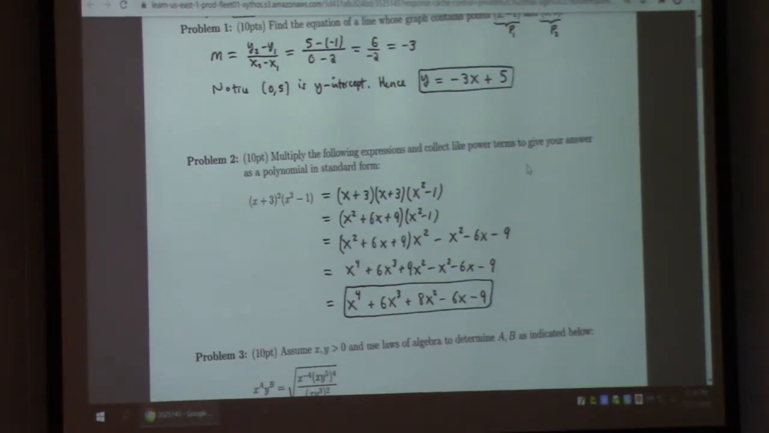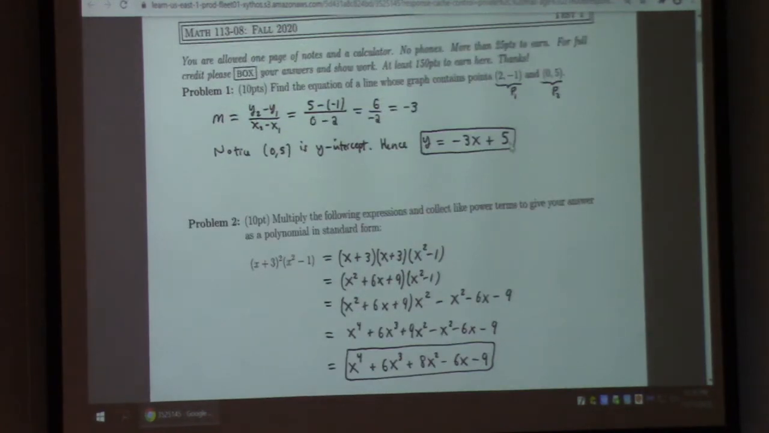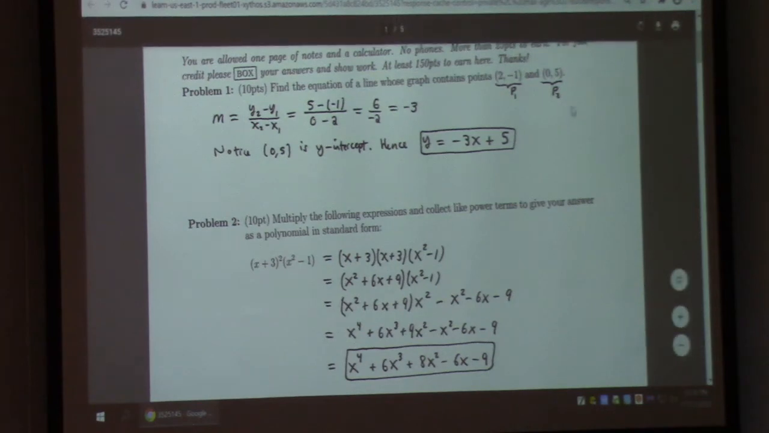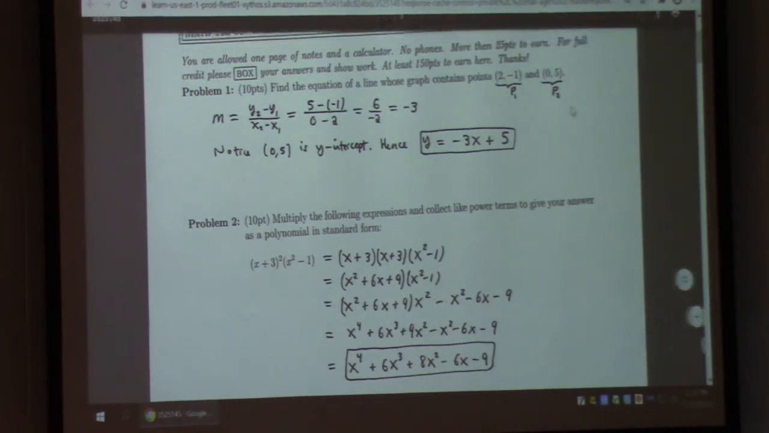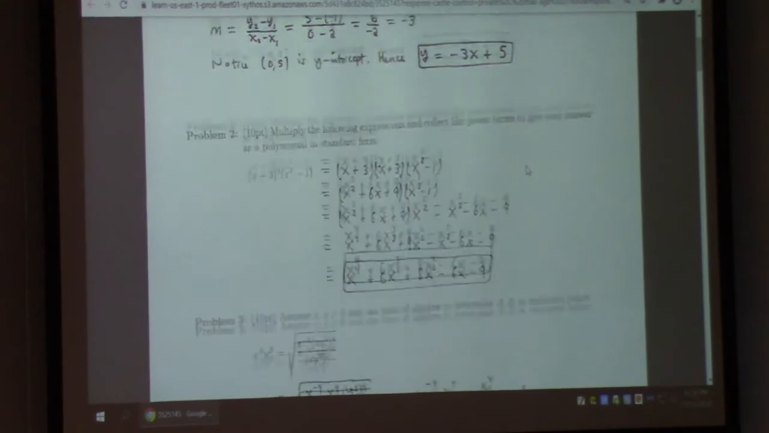I'm allowing you to bring 3 pages of notes front and back to the final exam part 1, right? So basically, to determine the equation for a line, it's nice to know a slope, and it's nice to know a y-intercept. Then you can use y equals mx plus b. There's also the 2-point formula and other strategies, but here's the one.